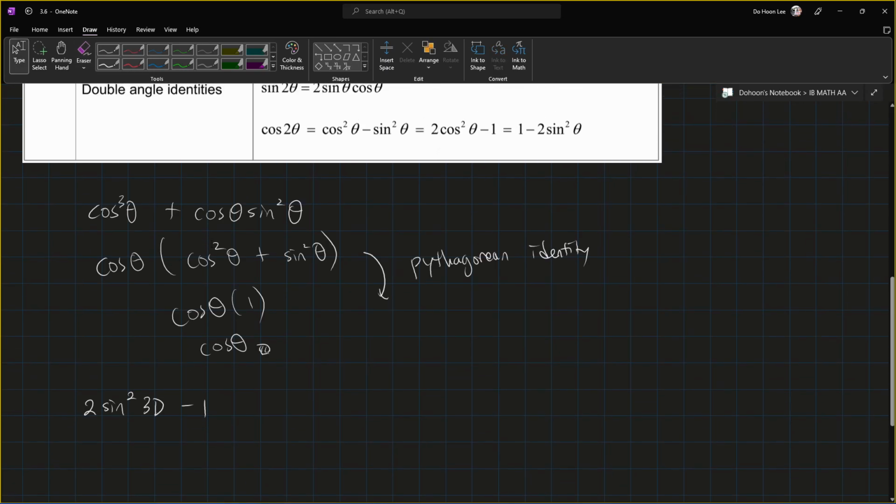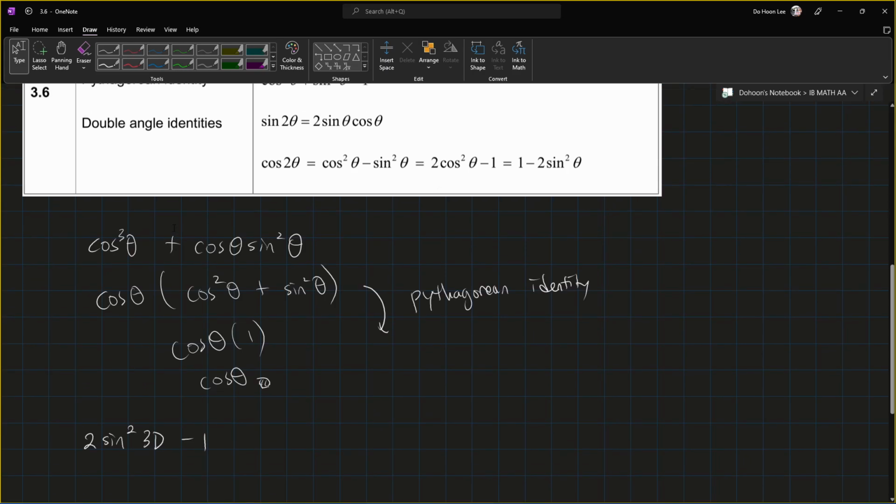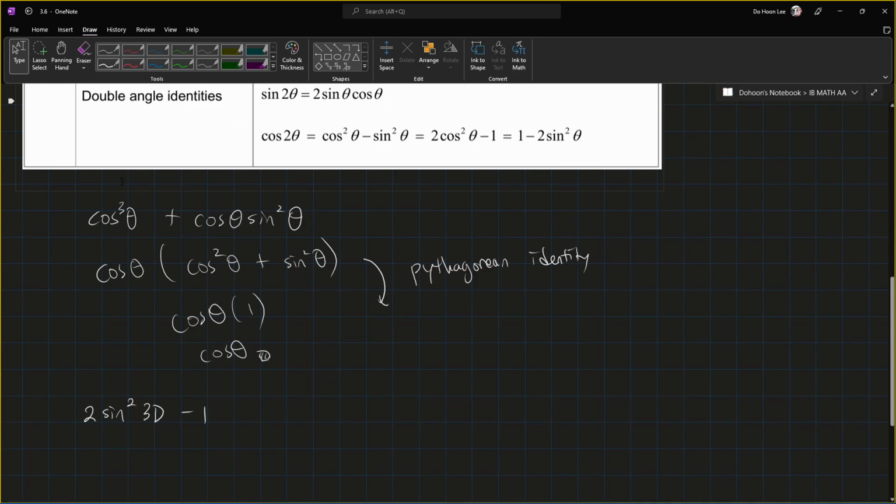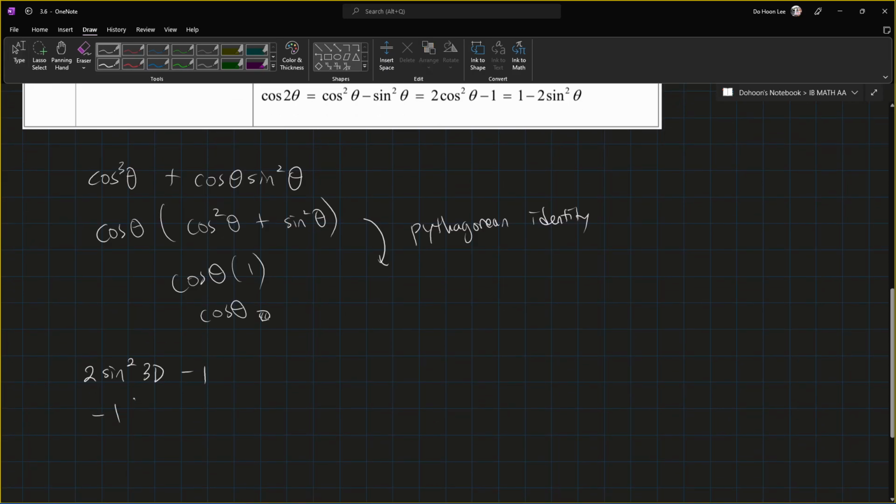Now let's go back to the double angle identities on the formula booklet and see if you can find any expressions that look similar to 2 sine squared 3d minus 1. Right, so if you look at the double angle identity for cosine, the cosine 2 theta is 1 minus 2 sine squared theta. Okay, so I think we can alter the form right now to match that style. I think I can do that by dividing by -1. This will be 1 minus 2 sine squared 3d. And knowing that this expression inside the bracket can be expressed as cosine 2 theta using the double angle identity.